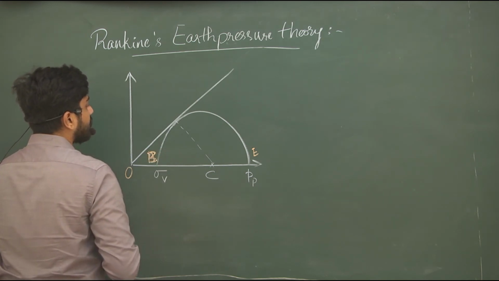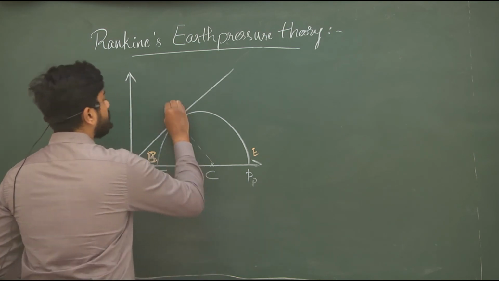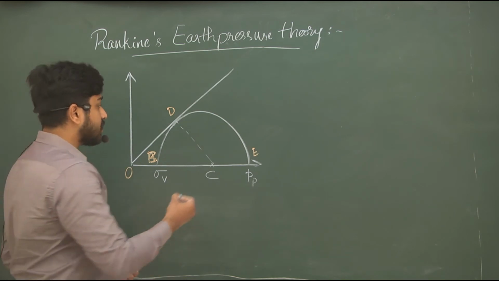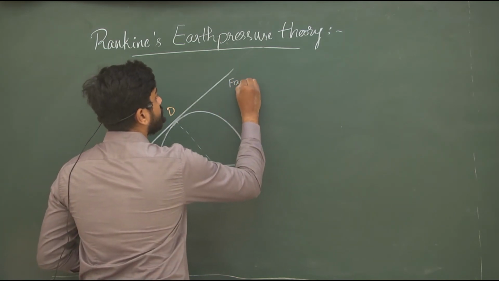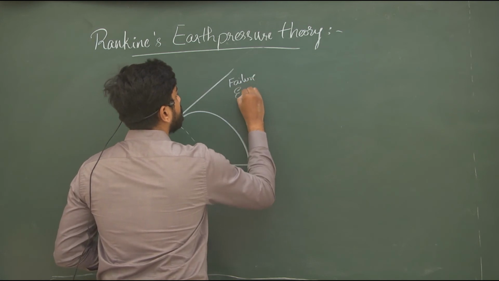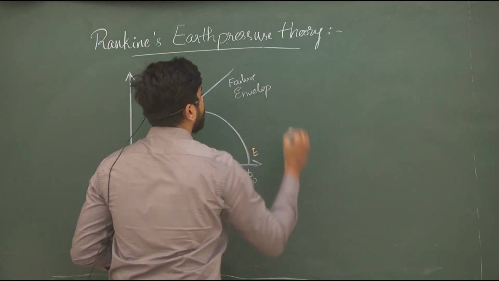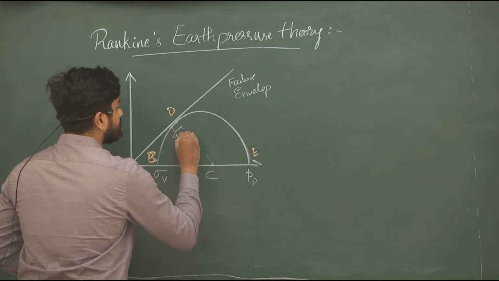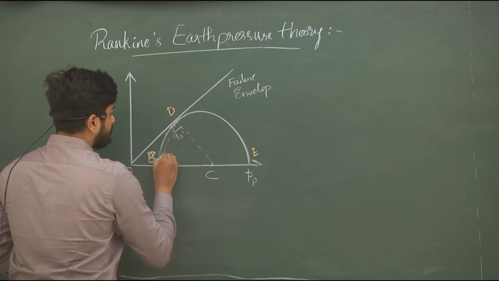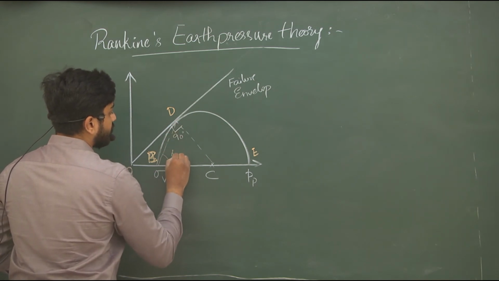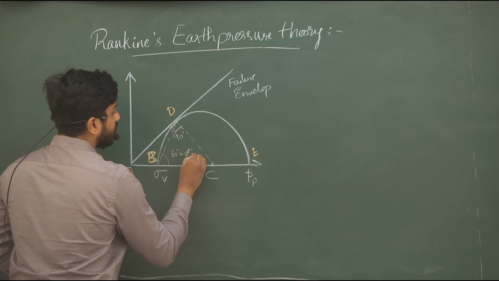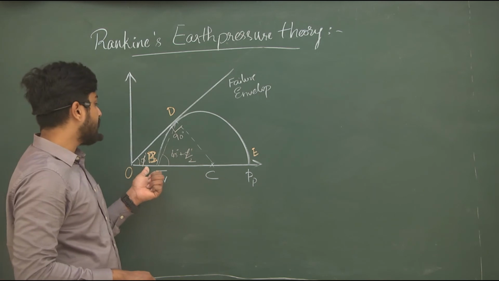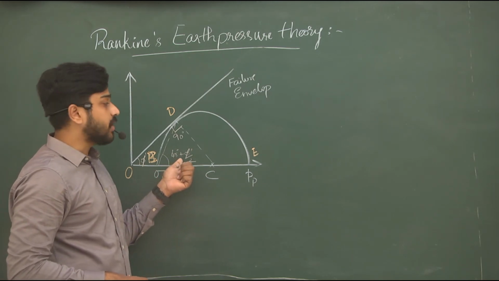Let D be the point of intersection of the failure envelope and the Mohr circle. This is my failure envelope. So this will be 90 degrees, and if you join this particular line, this will be 45 degrees plus phi dash by 2. Since this angle is phi dash, this will be 45 degrees plus phi by 2 as usual.